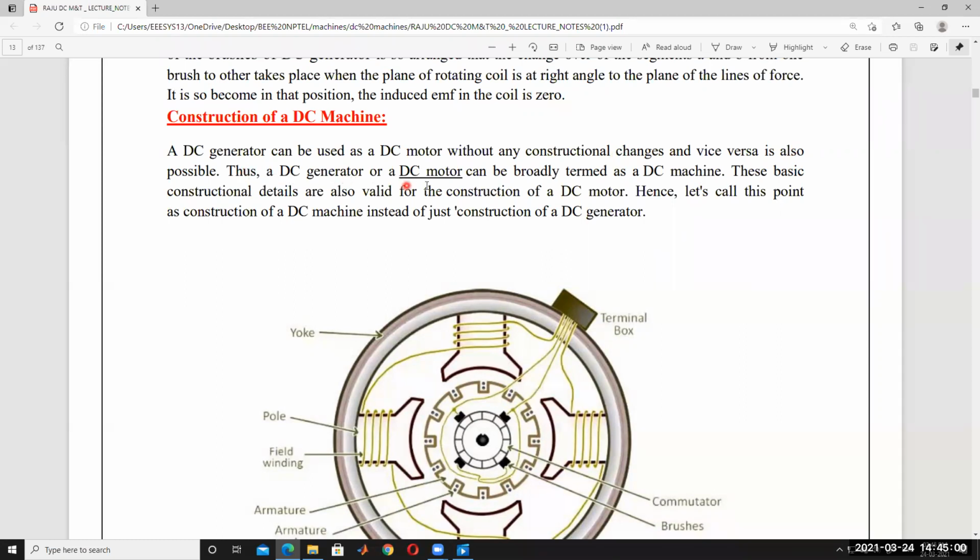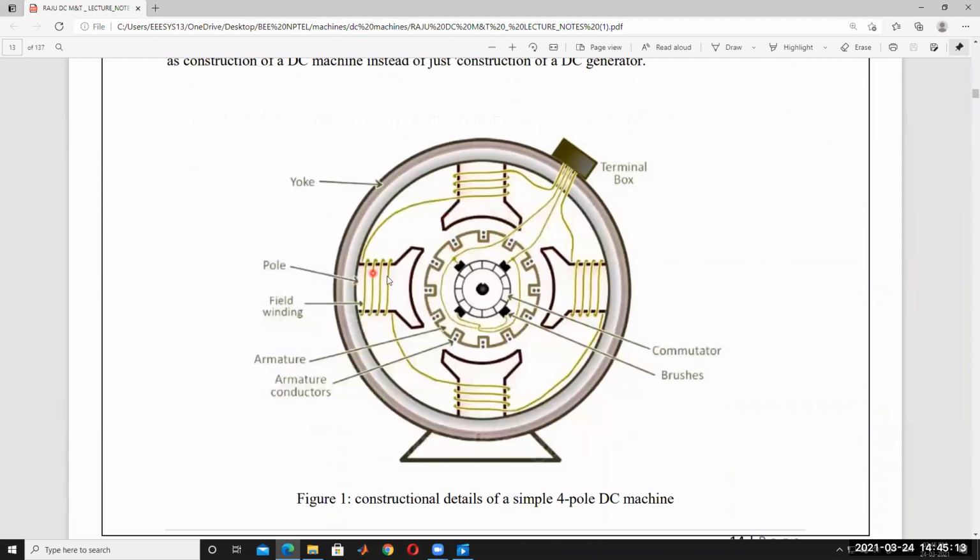A DC generator or DC motor can be broadly termed a DC machine. These basic constructional details are also valid for the construction of a DC motor. For generator and motor, both are the same. Consider this: this is called the yoke of the DC machine, the external part. This is the terminal box, and this is called the field winding.